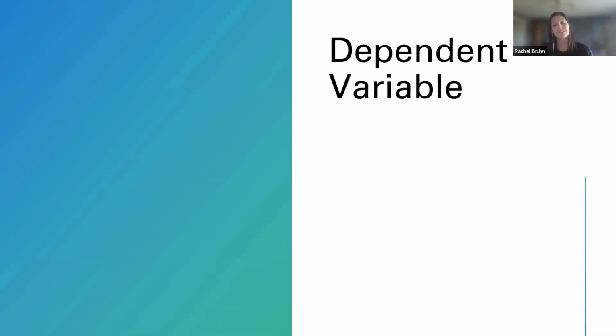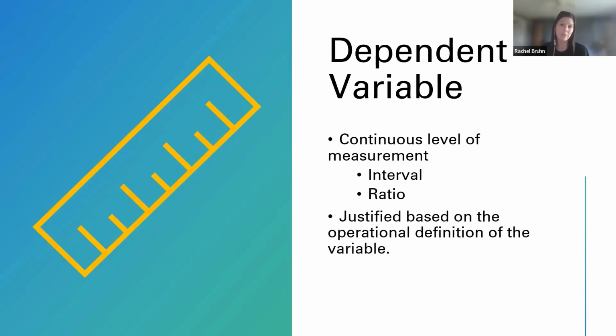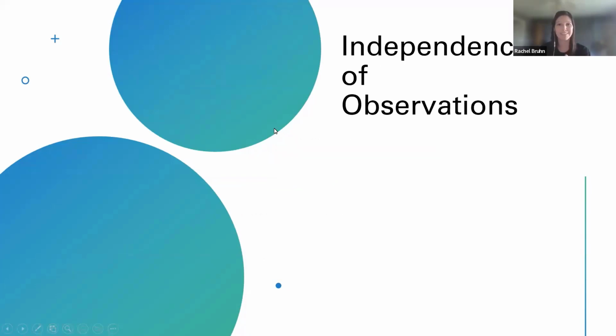So our next assumption relates to our dependent variable. Again, this must be continuous, meaning that it is an interval or ratio level of measurement. Again, numerical in nature with a meaningful numeric value. I'm not going to go too much into that one, but if you do have questions about determining whether it's interval or ratio or continuous, we can help with that in the Academic Success Center. There's also a group session on Thursdays. Again, this one is justified based on the operational definition of the variable. So if it's showing numbers, it's continuous.